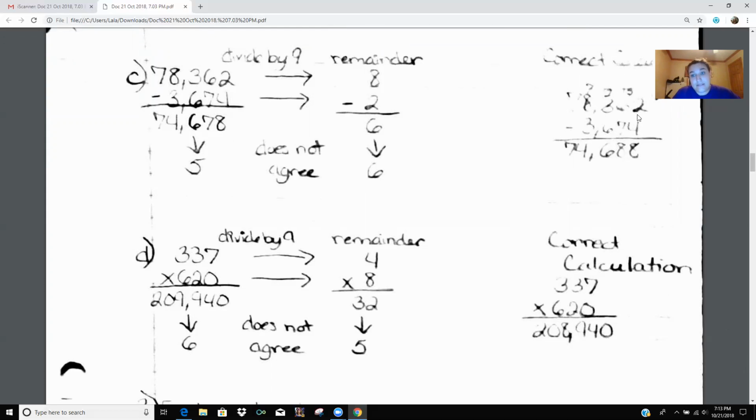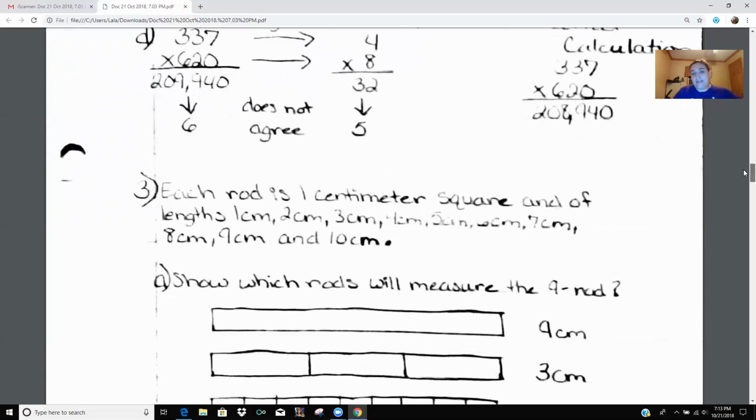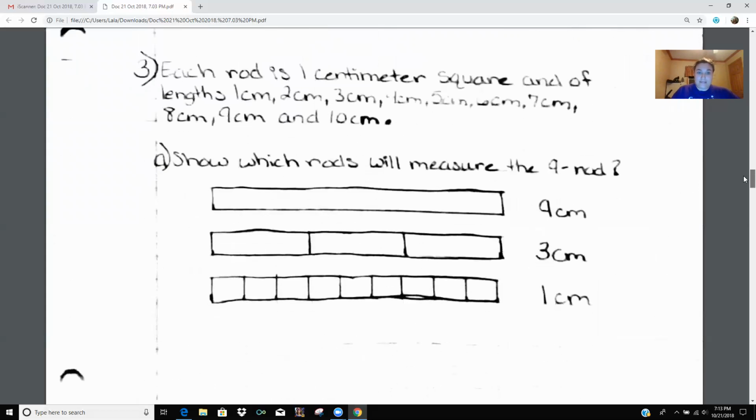78,362 minus 3,674 actually is 74,688. You just do those exactly like that. We're going to move on to the next one.